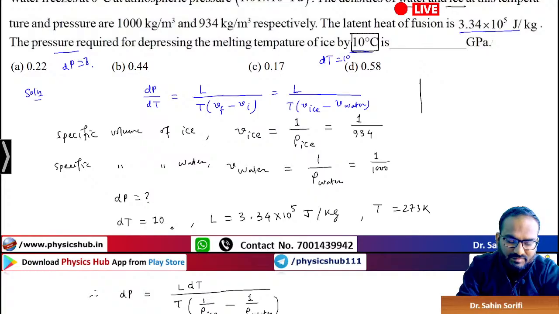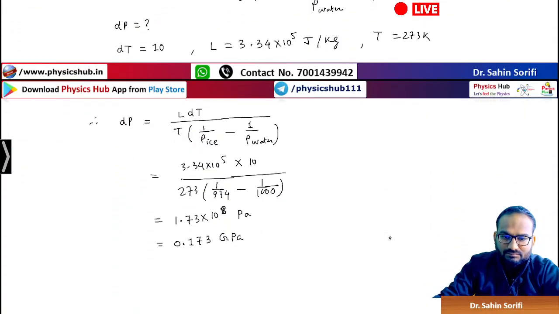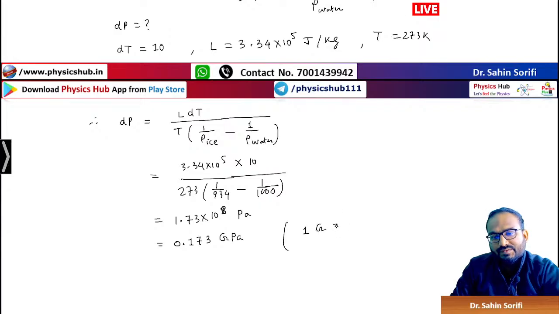We have discussed this thing in the class itself. One giga is equal to 10 to the power 9. So this is matching with option C.